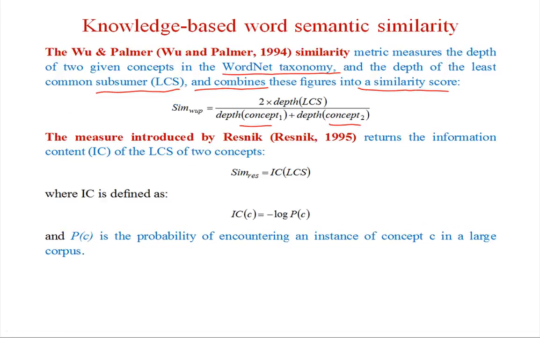Information content of any path is the probability of encountering an instance of concept C in a large corpus. It means how many times a particular longest common subsumer exists in a document, divided by the total number of documents.